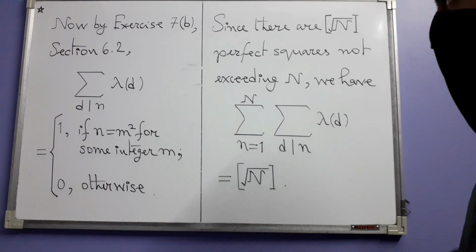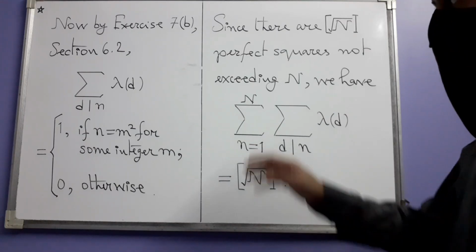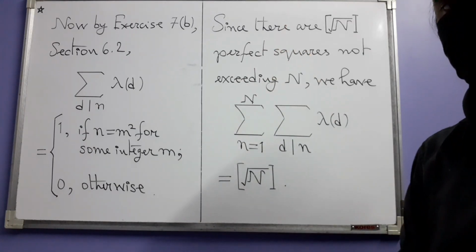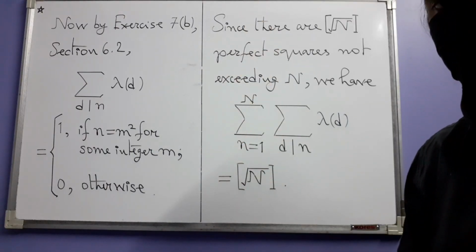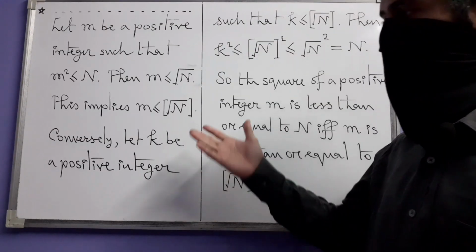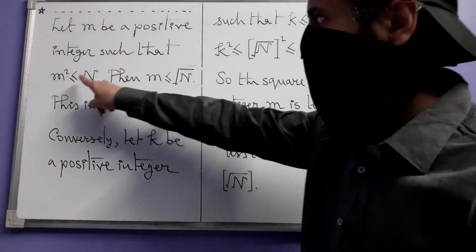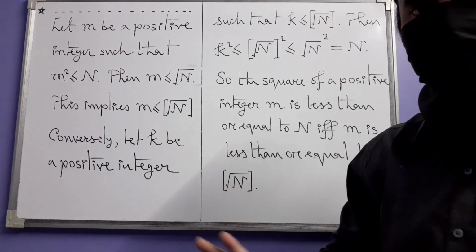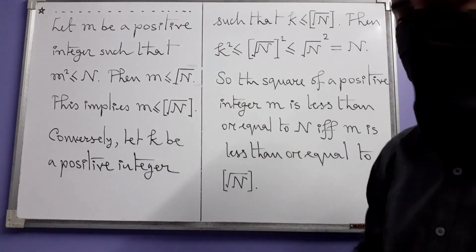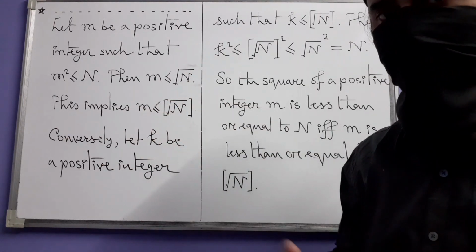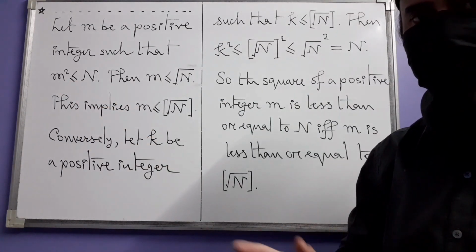But still, this part may not really be very clear at once. So let's try to understand this part separately. The solution is over, but why this? Exactly how? Let's discuss like this. Let m be a positive integer such that m squared is less than or equal to capital N. Then obviously m is less than or equal to the square root of N. You can take square root on both sides, and because everything involved here is positive, you don't have any problem.